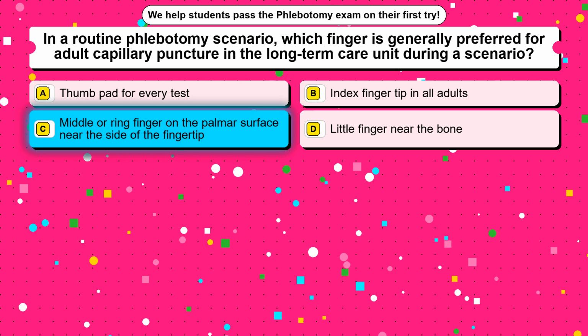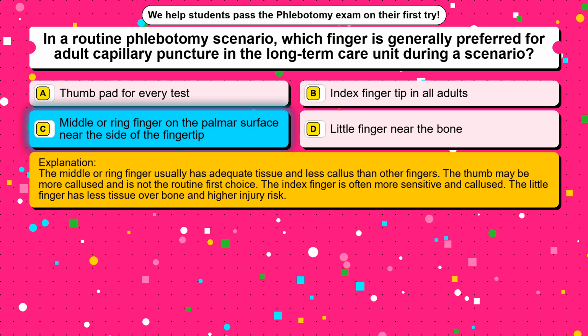The correct answer is option C. Middle or ring finger on the palmar surface near the side of the fingertip. The middle or ring finger usually has adequate tissue and less callus than other fingers. The thumb may be more calloused and is not the routine first choice. The index finger is often more sensitive and calloused. The little finger has less tissue over bone and higher injury risk.